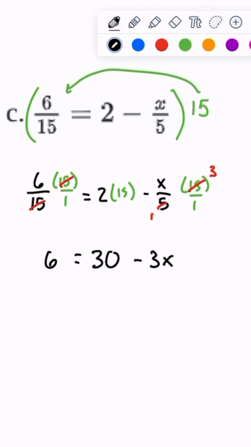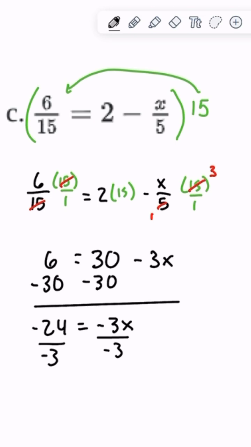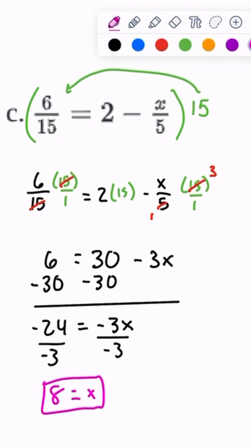Okay, now we can get all the other numbers on one side. So let's start by subtracting 30, and so then we end up with negative 24 equals negative 3x. Don't forget that negative sign right there. It still is there. And then we can divide by negative 3 on both sides. Our final answer then would give us 8 equals x, or x equals 8, the exact same thing.